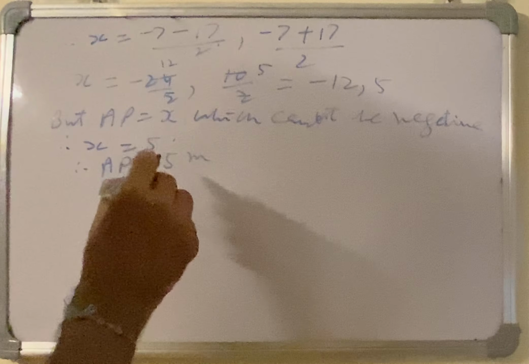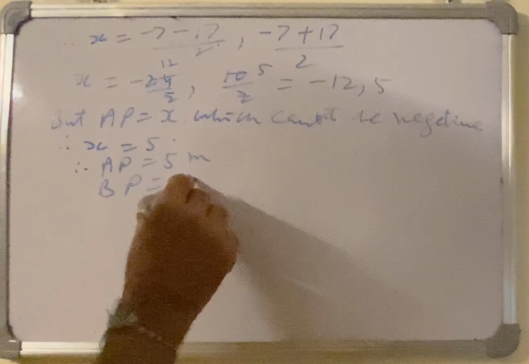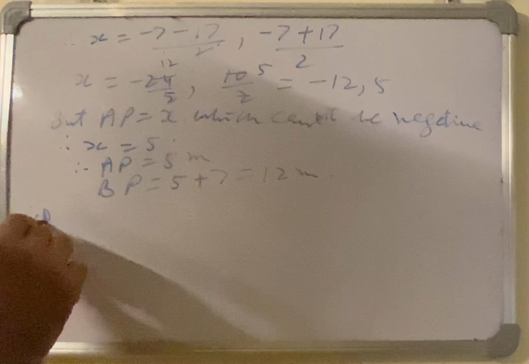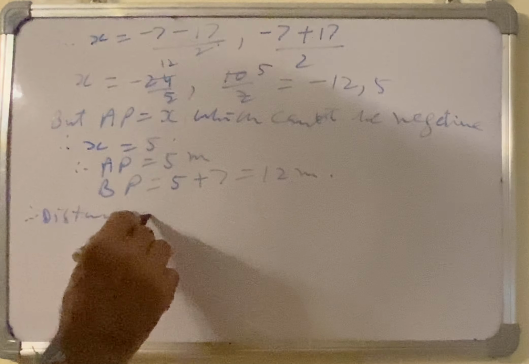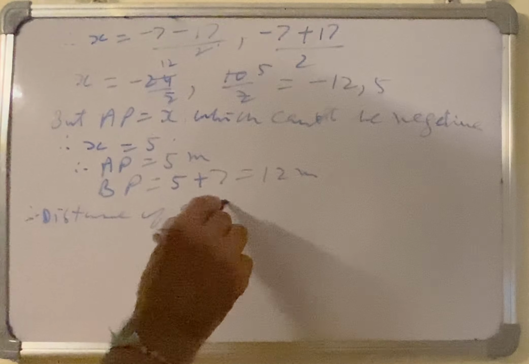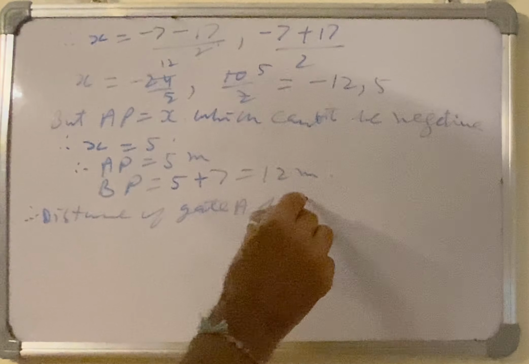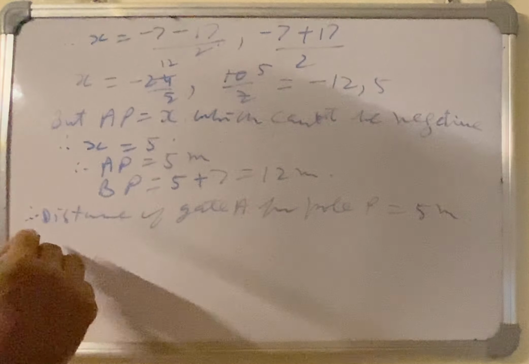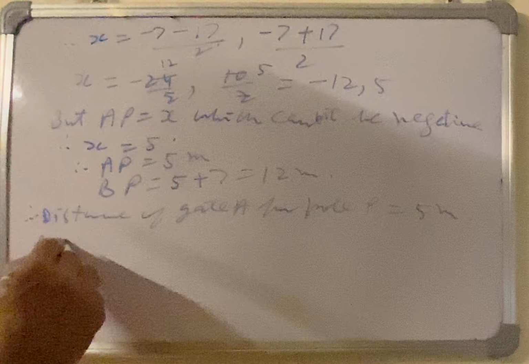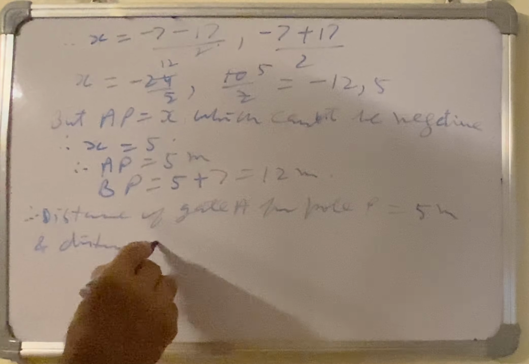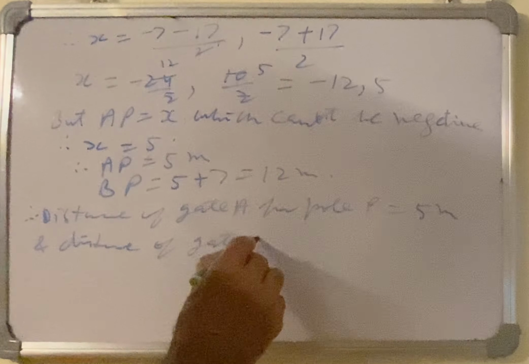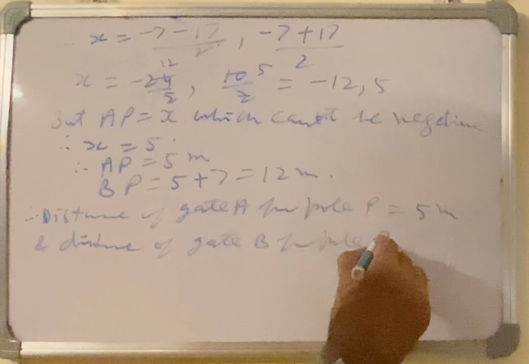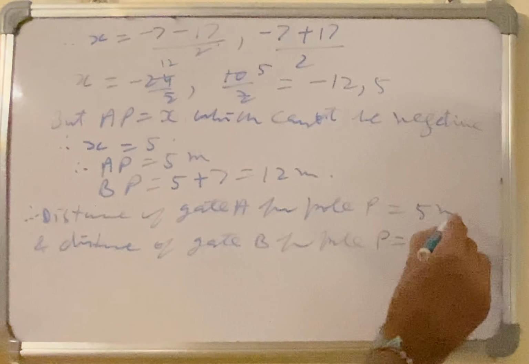BP is 5 plus 7, 12 meter. Therefore, the distance of gate A from pole P is equal to 5 meter, and the distance of gate B from pole P is equal to 12 meter. This is the answer.